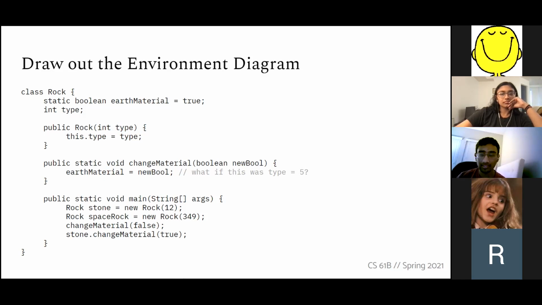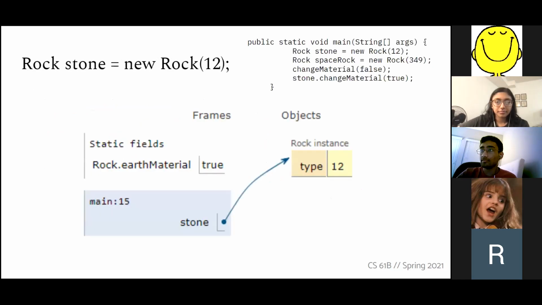Right, because static methods can't access instance variables. You can see that type is an instance variable. And because of that, since changeMaterial is a static method, it is not able to edit type. So anytime that rule is broken, there will be a compiler error and your program won't compile. But let's walk through the environment diagram.